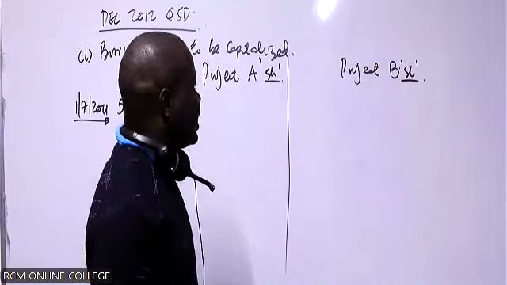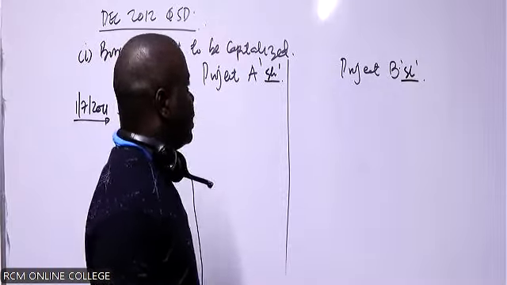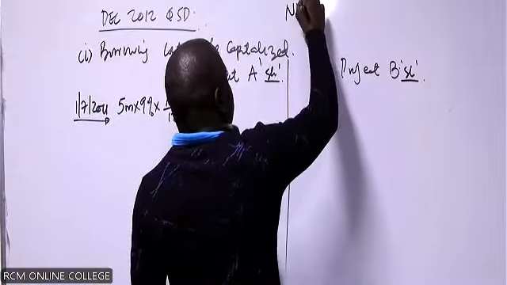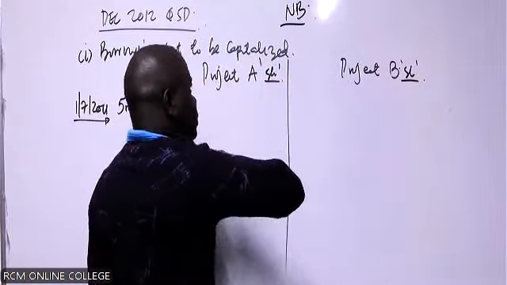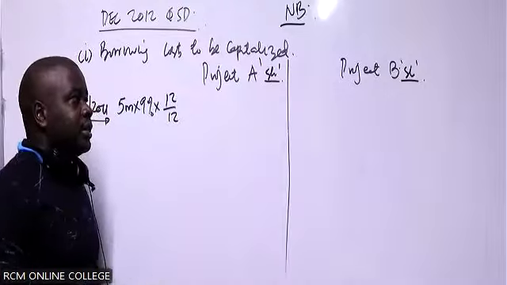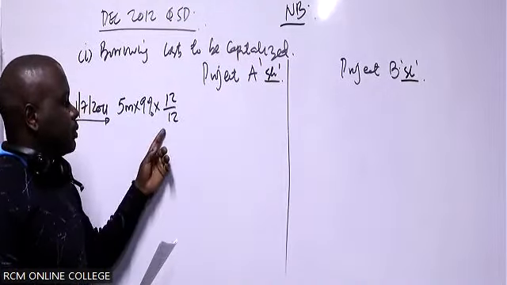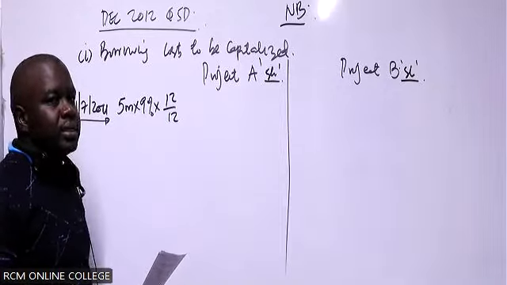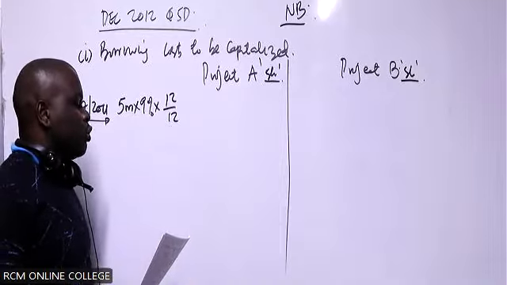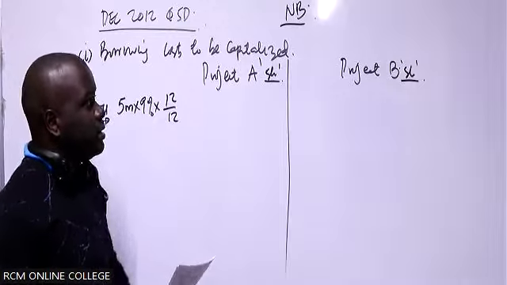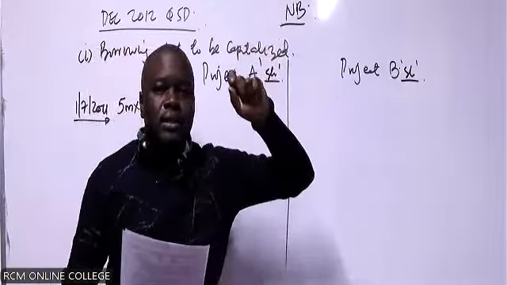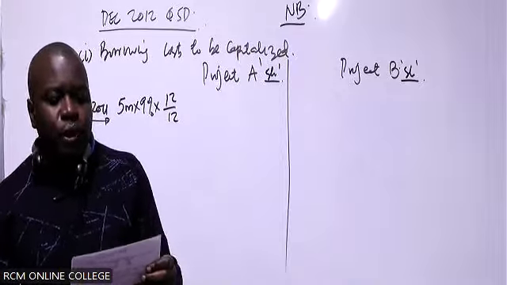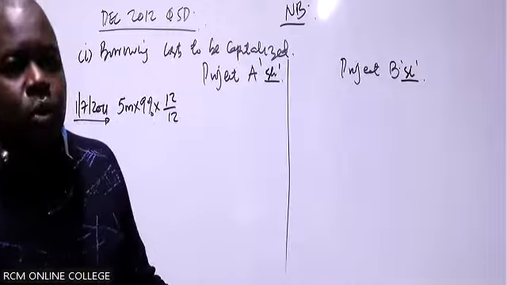Just to be able to understand, maybe you can write an NB just under this table. Leave a space of like maybe 6 lines, because what you'll do here, there'll be almost like 6 lines. Leave like 6 lines, then you write an NB. You write capitalization of borrowing costs.